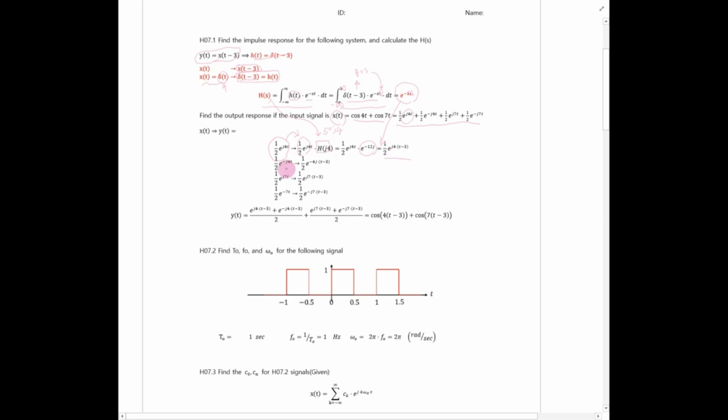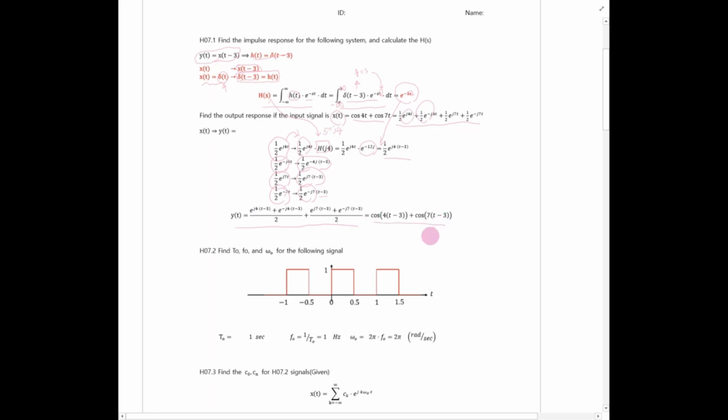Similarly, we can try it for e to the minus j4t, and it gives this one, and for e to the j7t, it gives the corresponding term with minus 3, and likewise for e to the minus j7t. So by combining all these things, we know this is the superposition theory. Then we can have this result.